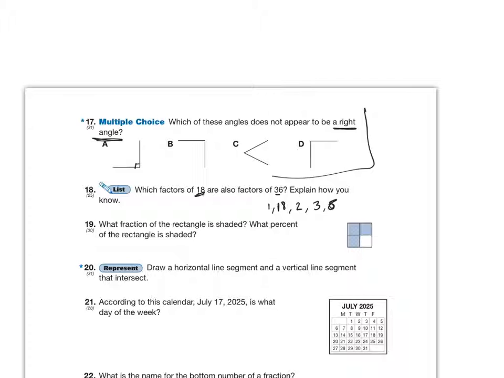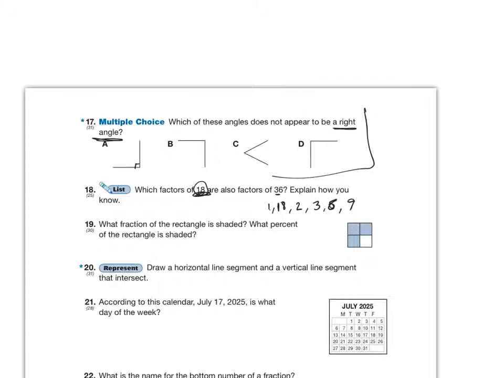So then I go to 4. Does 4 go into 18? Nope. Does 5? Nope. Does 7? No. Does 8? No. Does 9? Yes, it does. 9 is half of 18. And at that point, I can't go any farther for the 18, because 9 plus 9 is 18, or 9 times 2 is 18. So I've got 1, 2, 3, 6, 9, and 18.